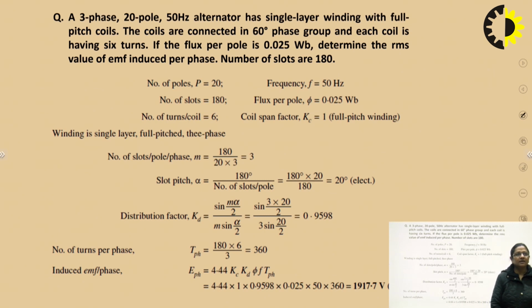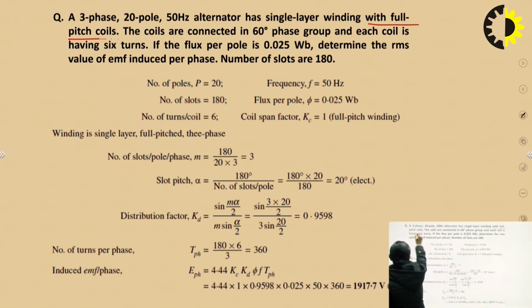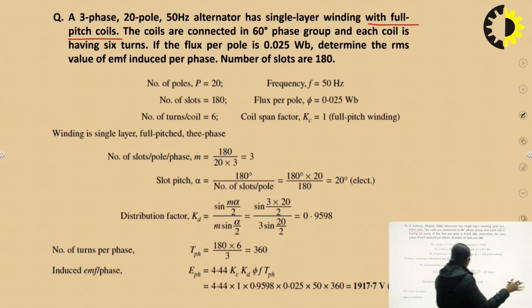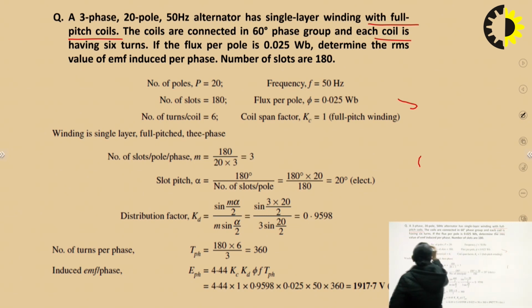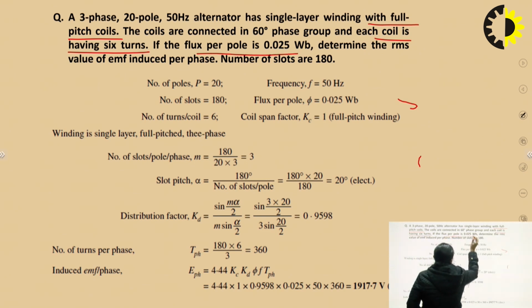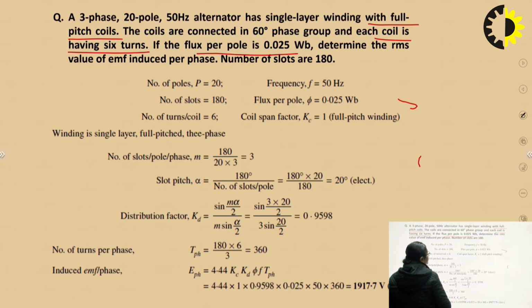The question is, a three-phase 20-pole 50 Hz alternator has single layer winding with full pitch coils. So pay attention here that the coils given in this particular question are the full pitch coils, right? The coils are connected in 60-degree phase group and each coil is having 6 turns. Pay attention here as well. Each coil is having 6 number of turns. The flux per pole is 0.25 Weber. Determine the RMS value of EMF induced per phase.